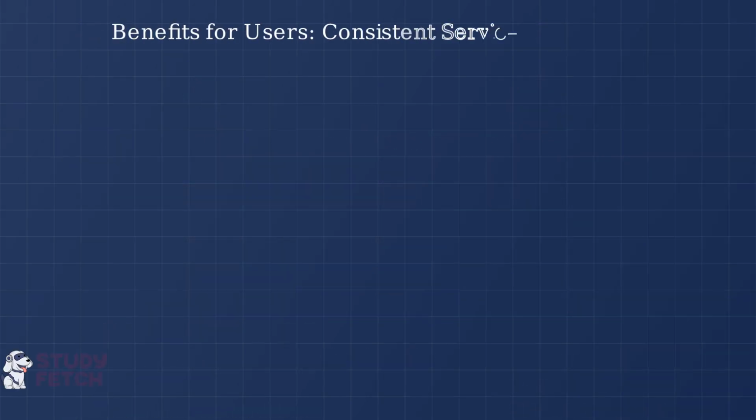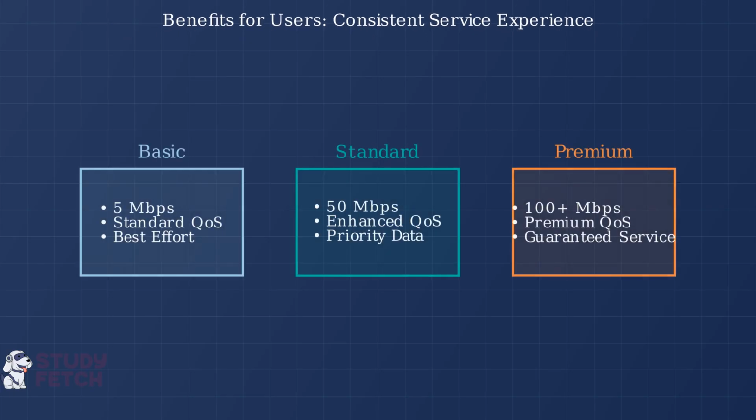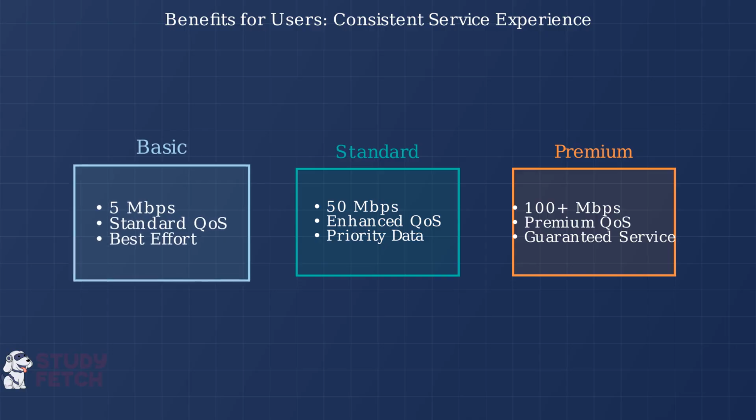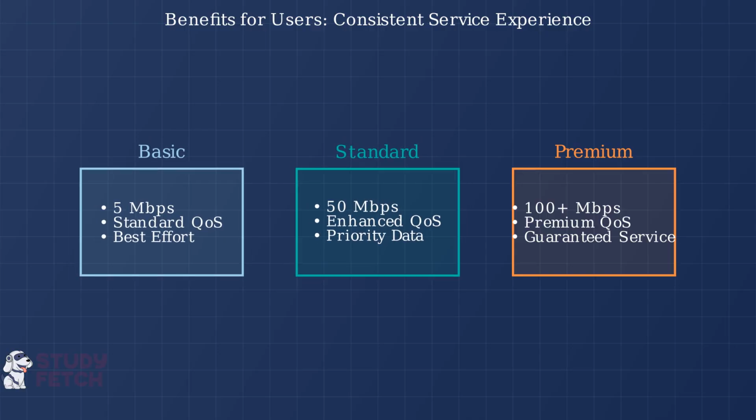5G policy control provides significant benefits for users in the form of a consistent service experience. Users subscribe to different service tiers, each offering specific levels of quality and performance. Basic subscribers receive standard quality of service with best effort delivery. Standard subscribers enjoy enhanced performance with priority data handling. Premium subscribers benefit from guaranteed service levels with maximum bandwidth.